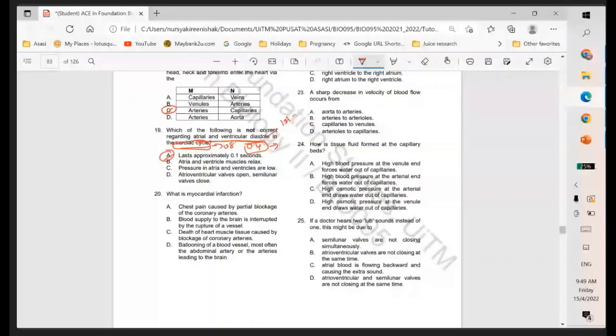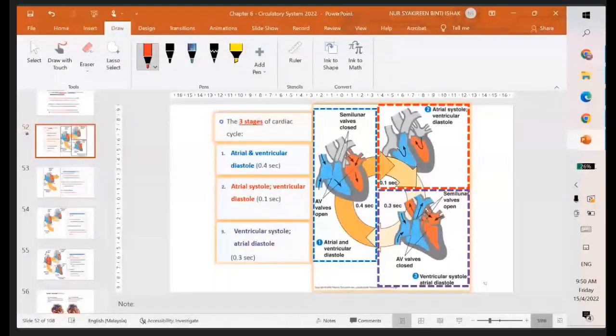So slide 52, the 3 stages of cardiac cycle. Yang first stage adalah atrial and ventricular diastole, 0.4 second. All the 4 chambers of the heart needs to relax. The 2 atrium and the 2 ventricle needs to relax so that all the blood enters in these 4 chambers of the heart. Okay, lepas semua darah dah masuk dalam 4 chambers of the heart, apa yang berlaku seterusnya adalah yang stage yang kedua adalah ventricle relax, still relax, tapi atrium contract. Okay, atrium contract. Put the 2 atrium contract so that all the blood in the atrium enters into the ventricle.